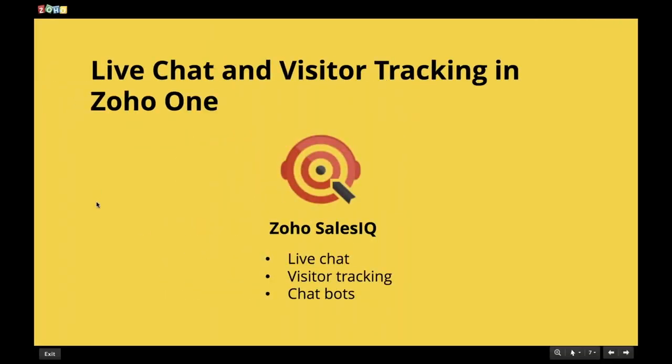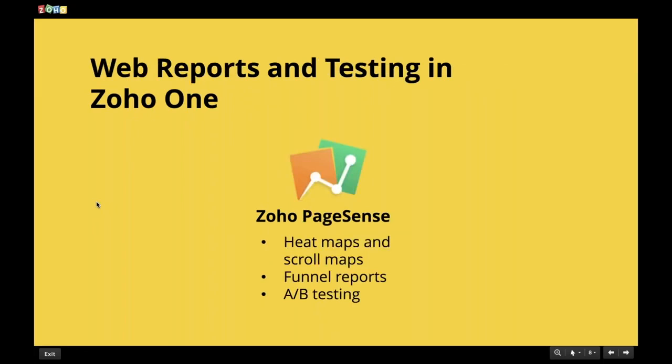So again, that's an example of how we can use Zoho tools to actively engage with people on our website. Now, the next piece of this is, how do we use Zoho tools to give us reports and to help us test our website to make it even better? And for that, we're going to use Zoho PageSense.